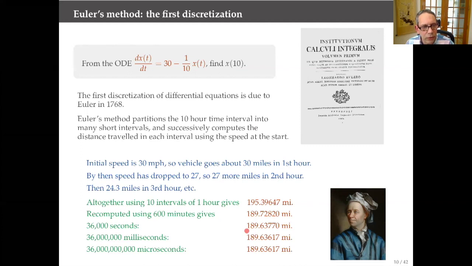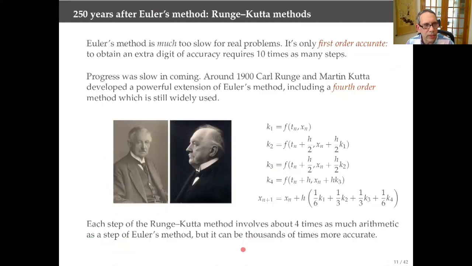The interesting thing is the first real step forward from Euler's method took 250 years, and was due to these gentlemen, Carl Runge and Martin Kutta, who said Euler's method is too slow for real problems because it's only first order accurate. You can show that getting an extra digit of accuracy requires about 10 times as many steps. They invented a method which was a fourth order method, and it's actually still widely used. I've written the formula here, but you can ignore it. Roughly, it has about 4 times as much work in every step as Euler's method, but it's thousands of times more accurate. And this method is really the go-to method for many engineers even to this day, although we have better things now, of course.